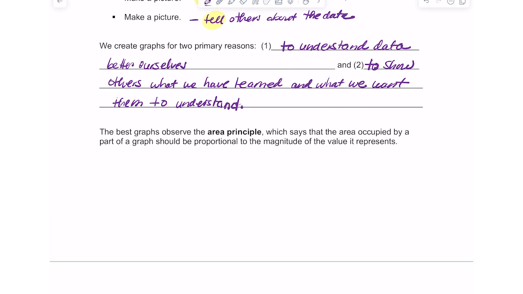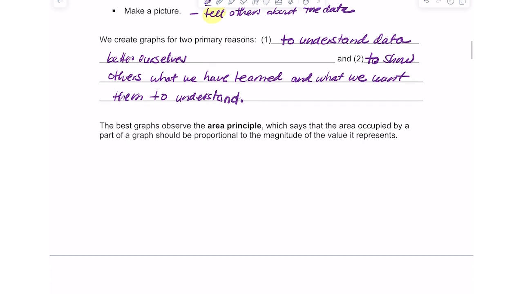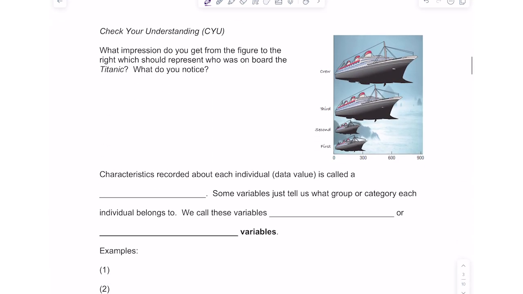We need to be cognizant of what's called the area principle when we're creating graphs, though. Basically, the area principle just says that the area occupied by a part of the graph should be proportional to the magnitude of the value it represents. So what does that mean? Let's take a look at an example here.